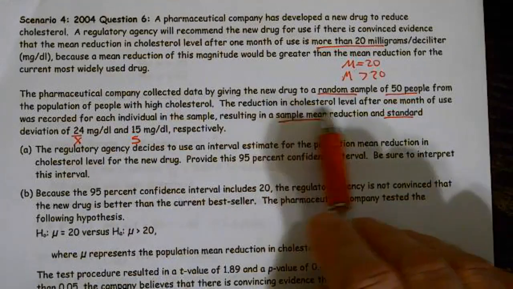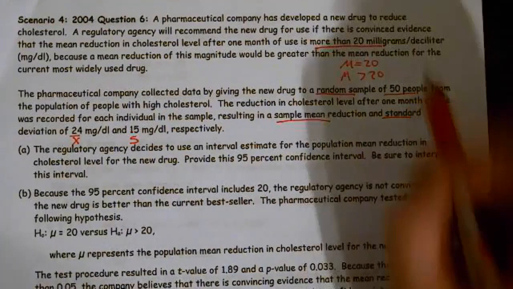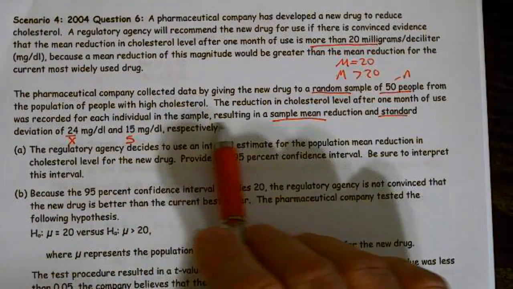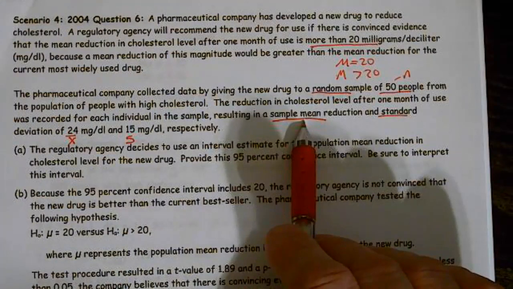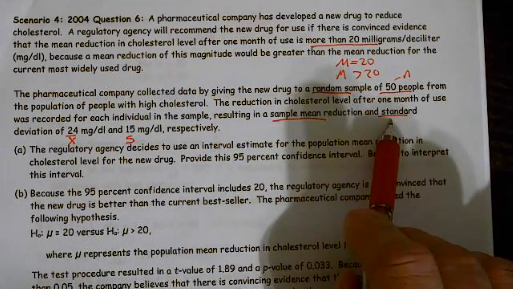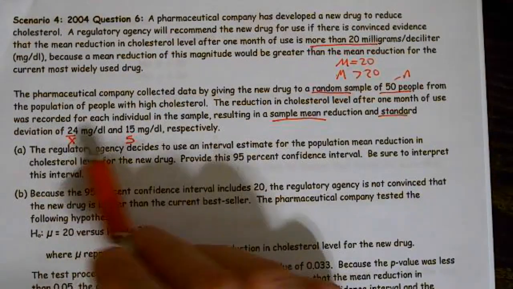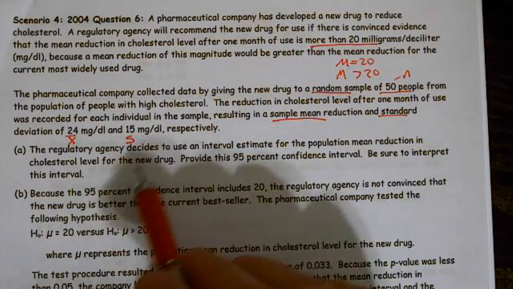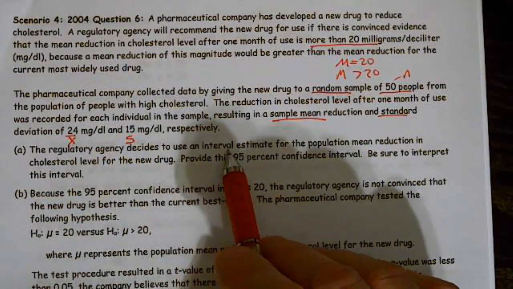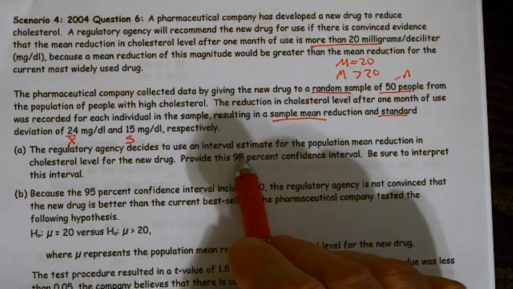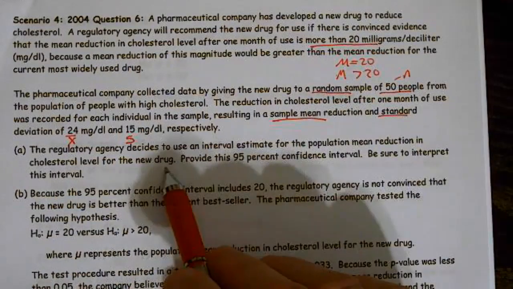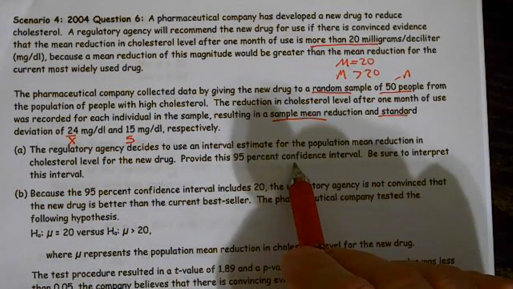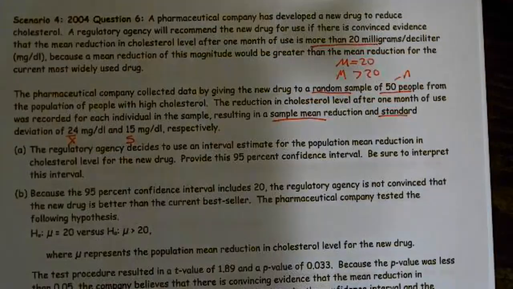The reduction in cholesterol level after 1 month was recorded for each of the sample of 50, resulting in a sample mean reduction and standard deviation. So our x bar is 24, and our sample standard deviation is 15. The regulatory agency decides to use an interval estimate. So we're going to use a confidence interval for the population mean reduction in cholesterol level for the new drug. Provide this 95% confidence interval. Be sure to interpret.